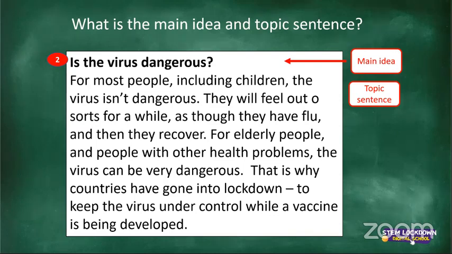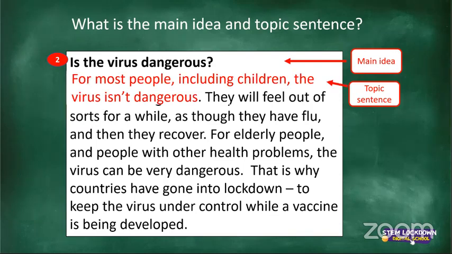The topic sentence is, for the most part, including children, and the virus is dangerous. And the other one is that is why countries have gone into lockdown to put the virus under control while the vaccine is being developed. Okay, that's also an important question.